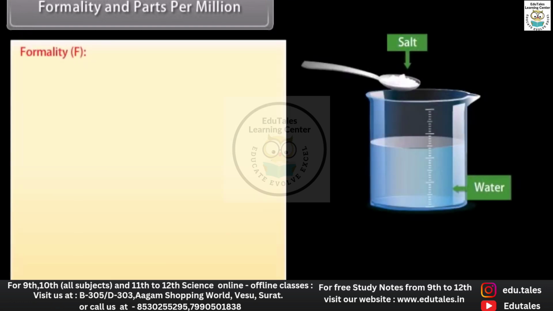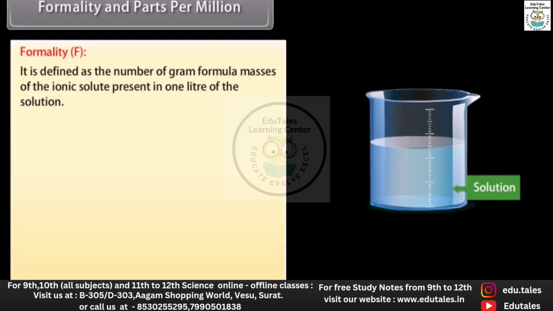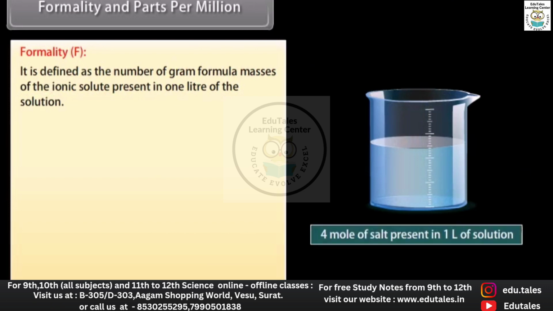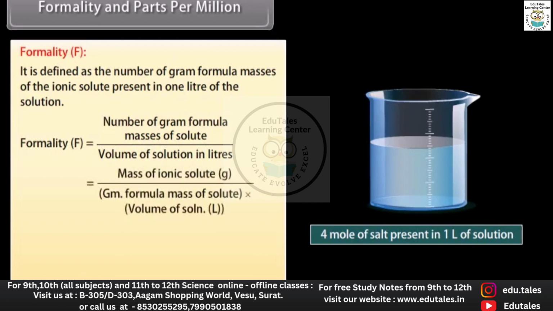Formality and parts per million. Formality. It is defined as the number of gram formula masses of the ionic solute present in 1 liter of the solution. It is represented by F. Mathematically, formality is represented by F is equal to Wb in grams divided by product of gram formula mass of B and volume of solution in liter.